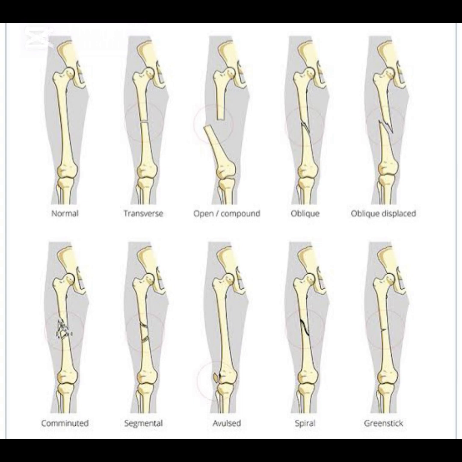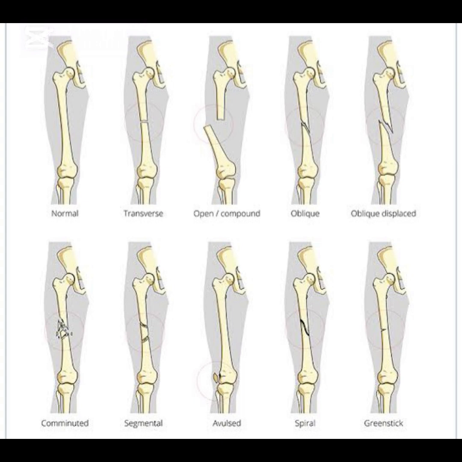Then the next one is the oblique. You just have a fracture line that goes oblique throughout the whole circumference of the bone. Then the last one on your upper row, on your right, that is the oblique, which is displaced. Then you go to the lower row.